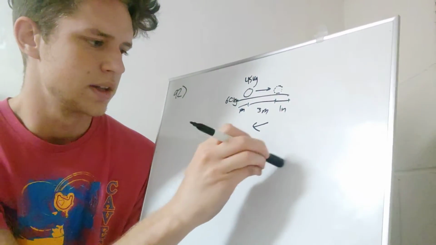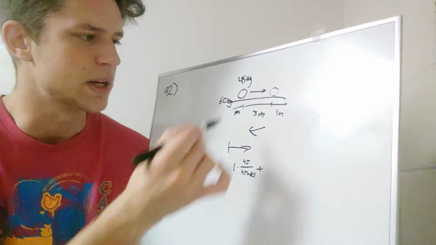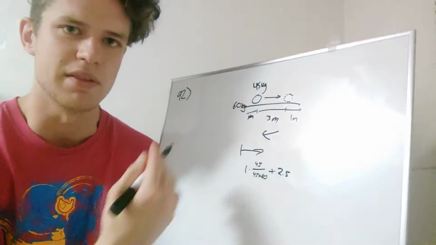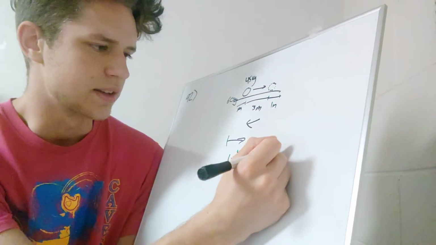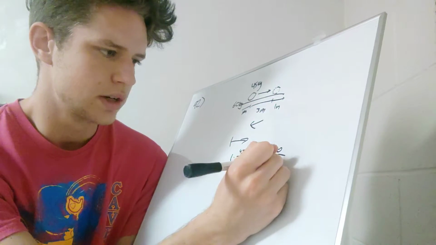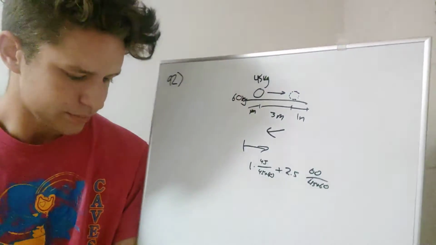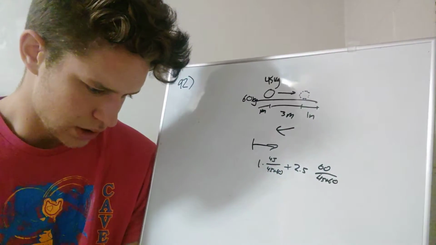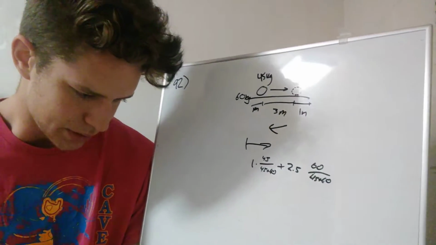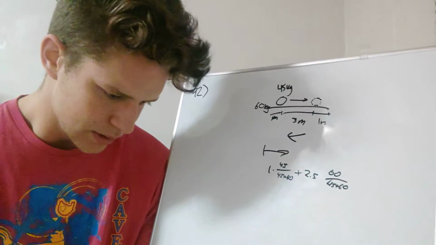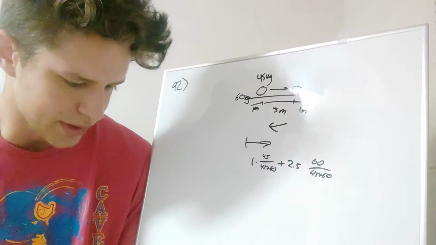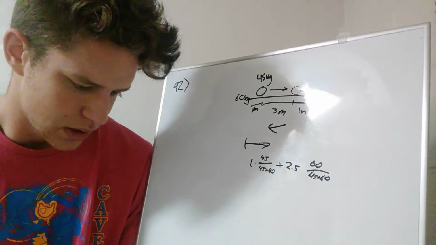Or wait, no. The center of mass of the boat, since we're assuming it's symmetric, is going to be at 2.5 because it's 5 meters long. And then times 60 over 45 plus 60. And that should come out to be a number. I don't remember what that number is. Let me find that number.